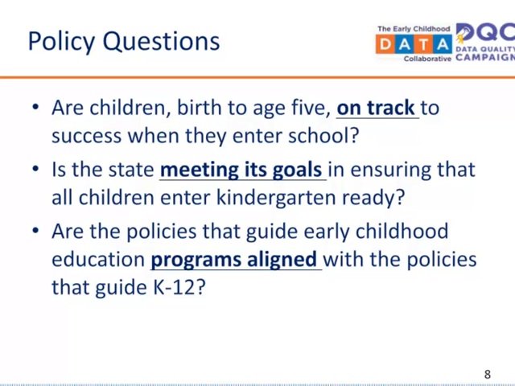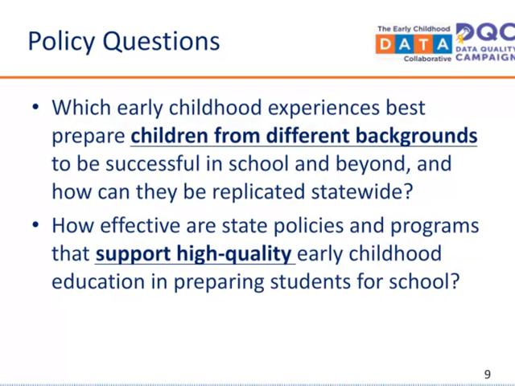once they enter school. And connecting early childhood and K through 12 data also provides information around whether policies that guide early childhood programs are aligned with policies that guide K through 12, and that these systems are talking to each other. Several states have implemented kindergarten entry assessments to better articulate cognitive, physical, and social skills for children when they enter school. These systems have also been used to conduct research to inform future practices. For example, which early childhood experiences best prepare children from different backgrounds to be successful in school and beyond? And specifically, how can these be replicated statewide?